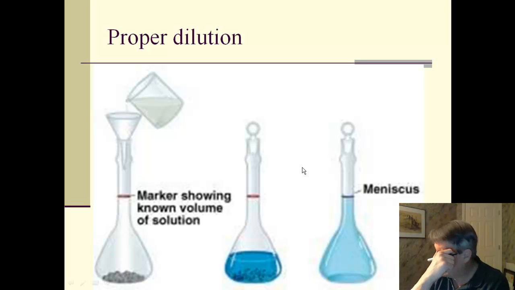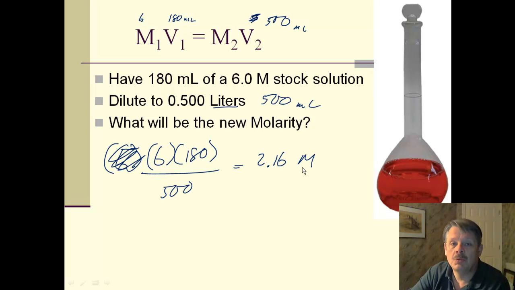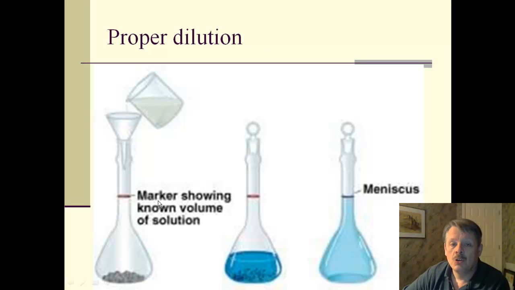Now remember, we talked about proper dilution technique in the last podcast. In this particular case, what you would have done was take 180 milliliters, that's what you started with up here, and you're diluting to half a liter. So you'd put your first 180 milliliters down here in the bottom of the volumetric flask. It looks like this.